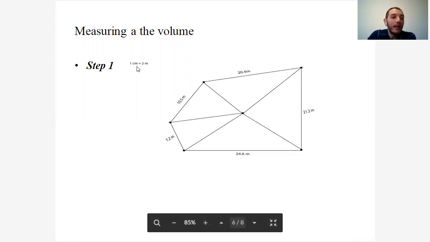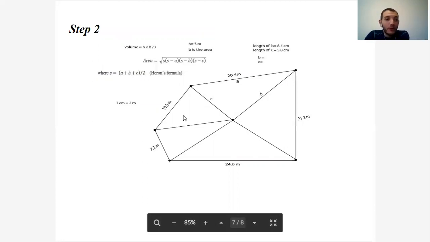I know I have the scale. The scale is 1 centimeter equal to 2 meters. What I need to do is measure the length of this line and the length of this line, and I have to do that with all lines. For example, if the length of this line is 4 centimeters, that means the distance between this point and this point is 8 meters, because 4 times 2 is equal to 8 meters. So this is how to find the length of these sides. I have to measure this length with a ruler and then change it to meters using this scale.